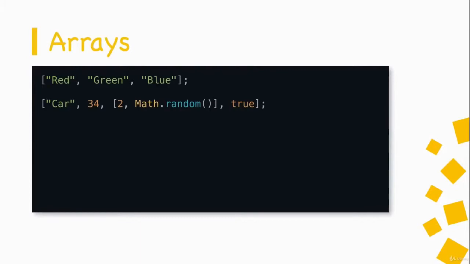And in this array, we also have two other elements. The nested array contains the value 2 and also Math.random, which executed will give us a random number. And finally, the fourth value is true. So as we can see, arrays can contain a lot of different types of values, even other arrays inside them, effectively creating nested multi-level arrays.